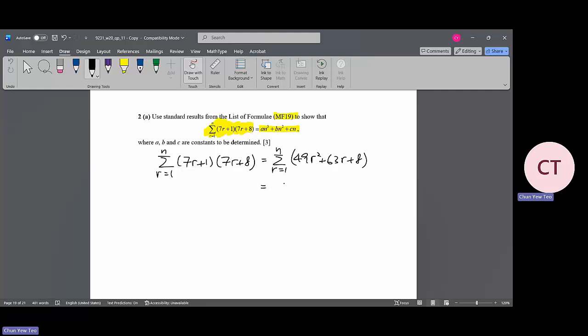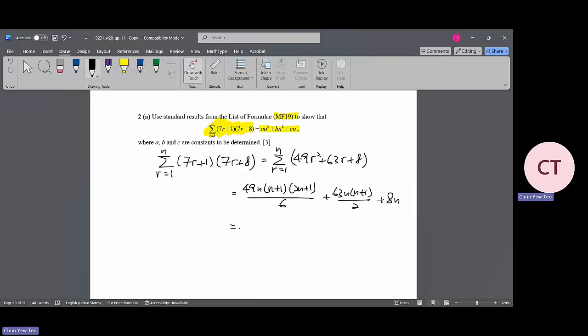Then check the formula booklet, MF19. You can get this one as 49 and n plus 1. Not enough space, so I'll spare more space over here. So it equals 49 times n plus 1 times 2n plus 1 over 6, plus 63 times n plus 1 over 2, plus 8n.